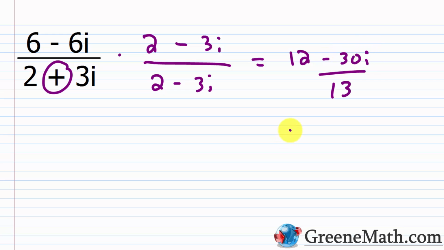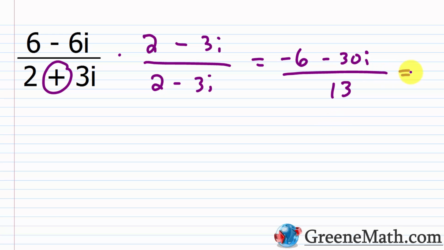And then for my last, I would have a negative 6i times a negative 3i. We're going to go ahead and say that's a plus. 6 times 3 is 18. And then we would have i times i, which is i squared. Now we know that i squared is negative 1. So that would be negative 18. So we can basically say this is minus 18. And then 12 minus 18 is negative 6. So let's go ahead and erase that and that, and say this is just negative 6 minus 30i over 13.